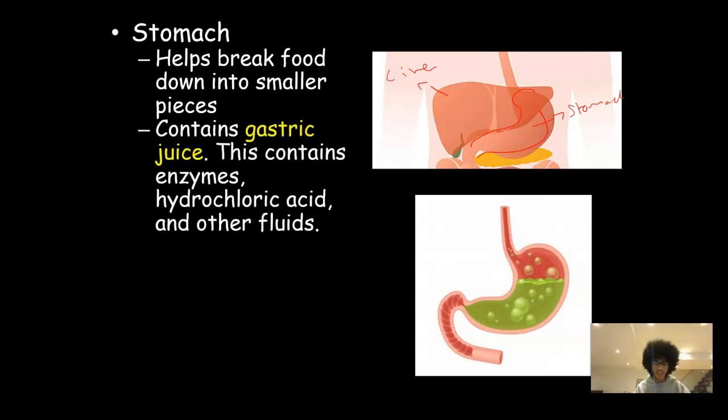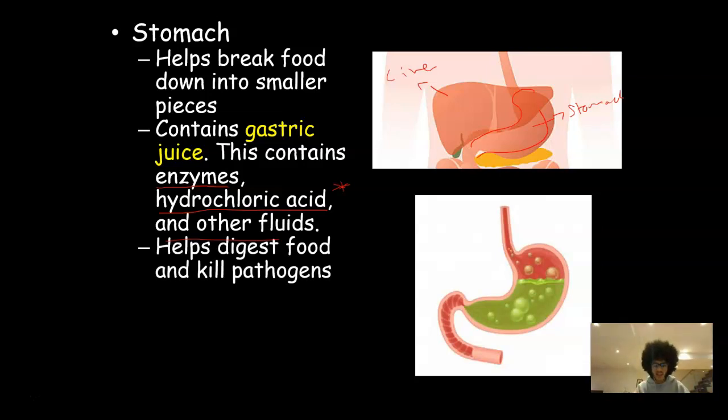Now, the stomach contains this gastric juice, that's this kind of green-looking liquid here. This gastric juice contains a number of things. It contains enzymes, which we mentioned before. They help break down food into smaller pieces. It also contains hydrochloric acid and other fluids. The key thing I want to talk about here is the hydrochloric acid. A lot of students immediately think, oh, it's got to be there to break down food, but it's actually there for a number of other reasons. First off, it helps create the ideal conditions for the enzymes to work in, which I'll talk more about in a future video. It also helps kill pathogens.